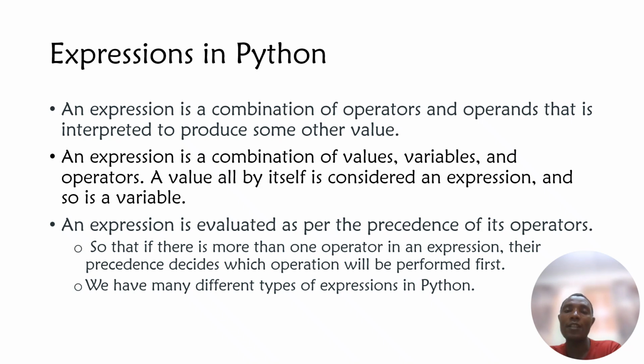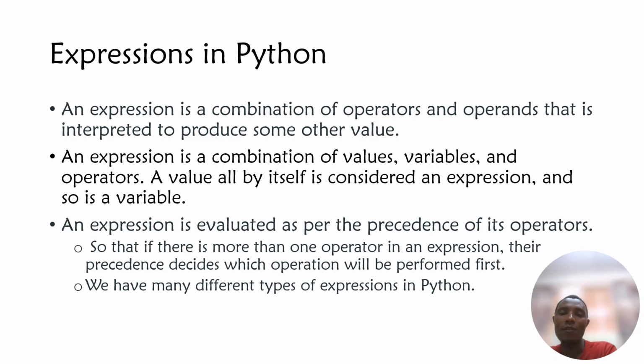For instance, if we say 5 plus 5, that is an expression because we have values, and we also have an operator, or could be operators. A value all by itself is considered an expression, and so is a variable. An expression is evaluated as per the precedence of its operators, so if there is more than one operator in an expression, their precedence decides which operation will be performed. So if you have a combination of multiplication, subtraction, and so on, one of them has to start operating depending on the precedence that has been given. If you have multiplication, you start dealing with the multiplication part, then you end up with the addition part.